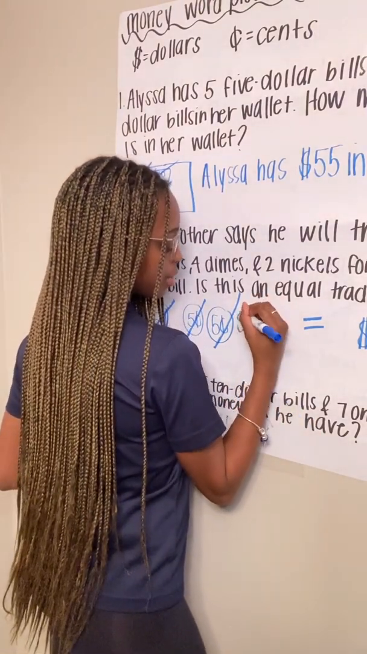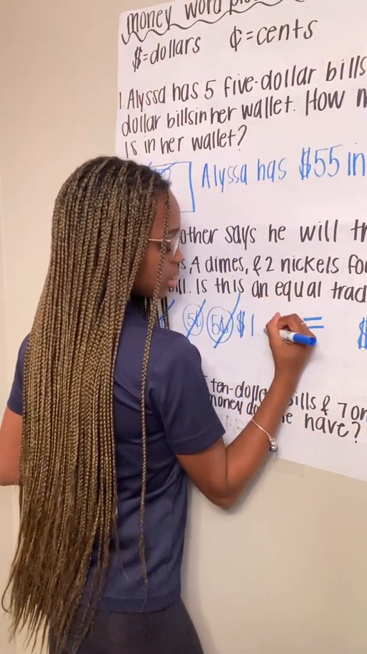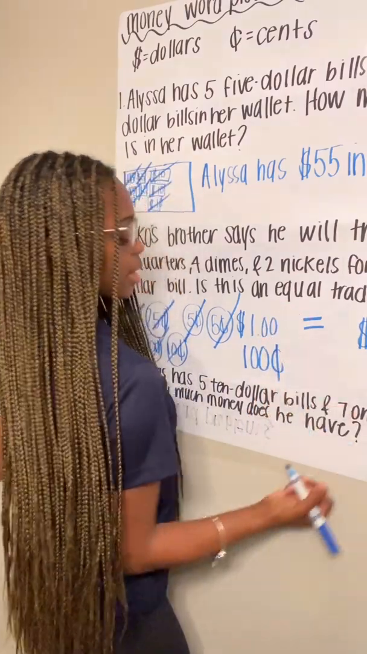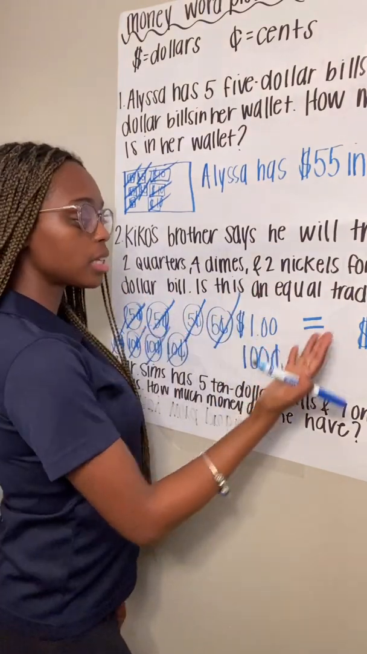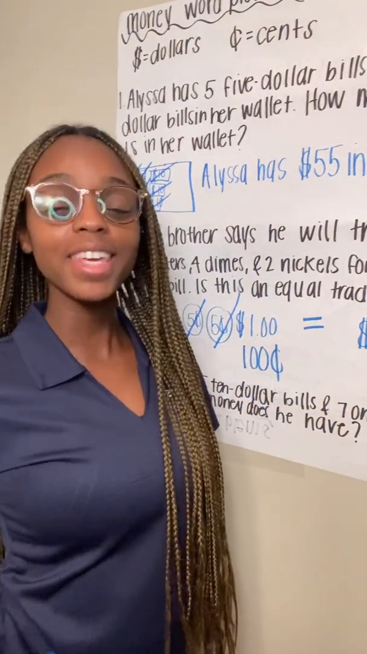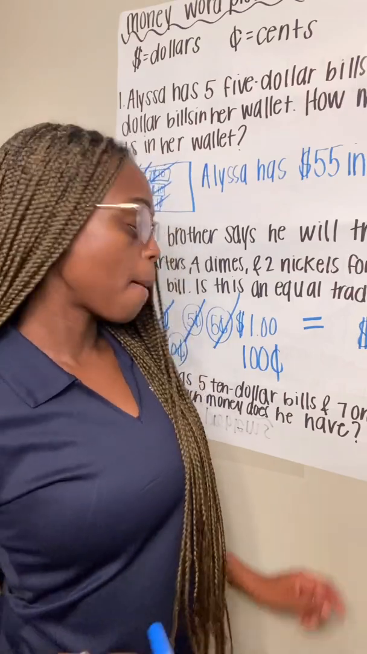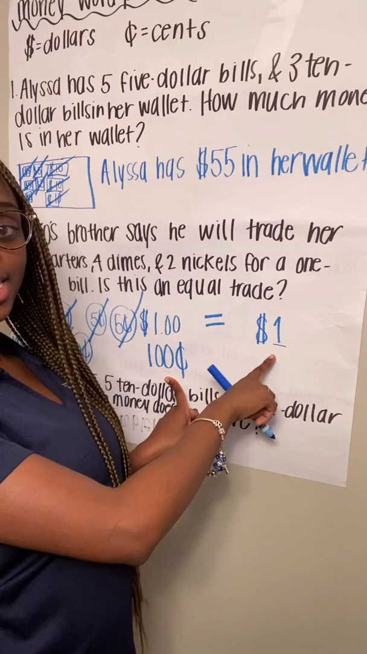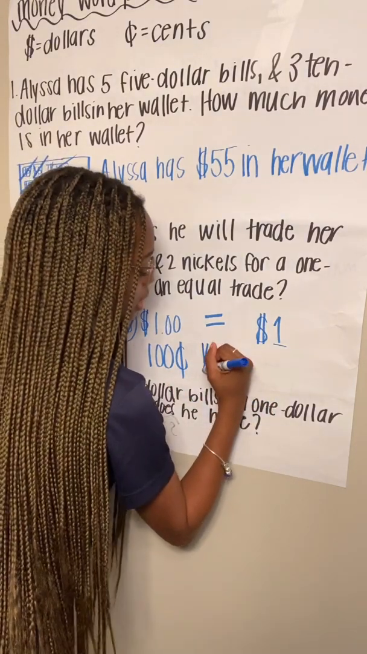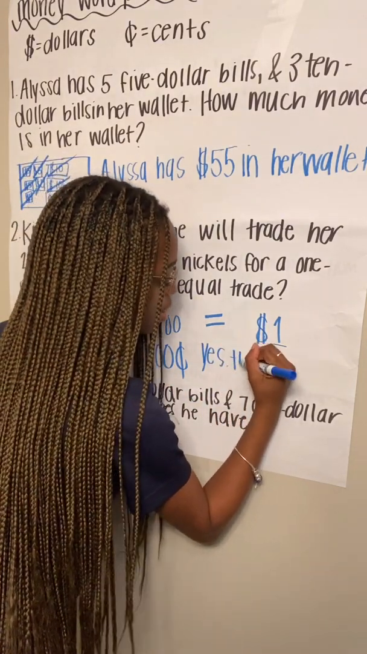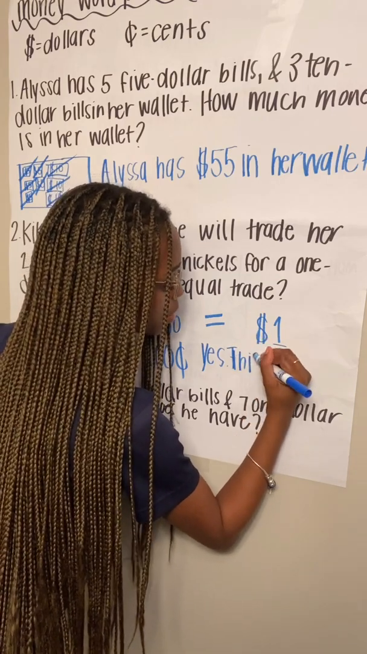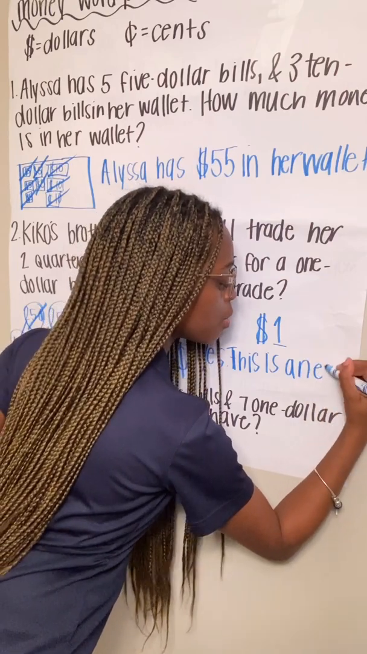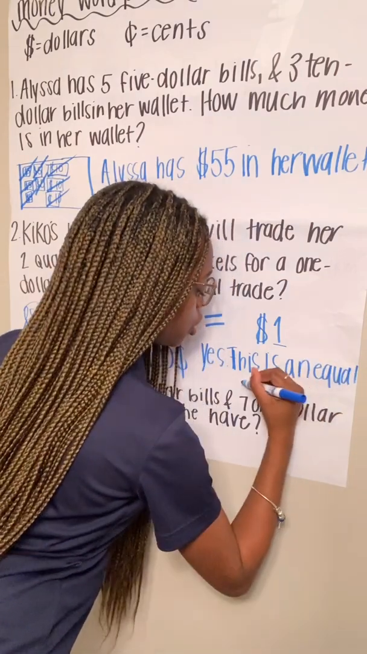So we can put $1 or we can put 100 cents. Either way, it's the same thing. So is this an equal trade? We now know that yes, this is an equal trade because 100 cents is the exact same as $1. So we should write a sentence that says, yes, this, I did not start my sentence with a capital letter. This is an equal trade.